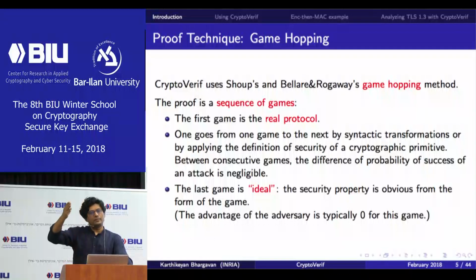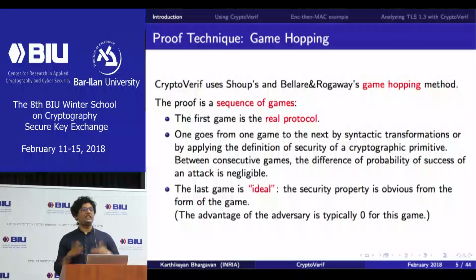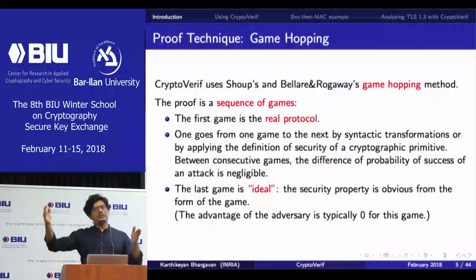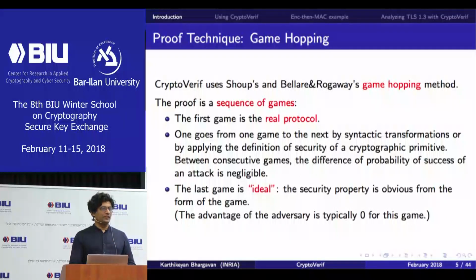And the last game after applying the sequence of games is hopefully ideal, which means that the attacker has 0 advantage for winning the last game. So then by composing all of these transformations, you can prove that the attacker had a small advantage of winning the first game, and you can actually calculate exactly how much advantage he had.